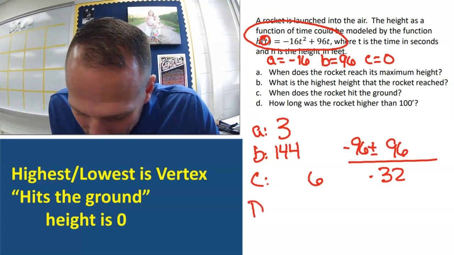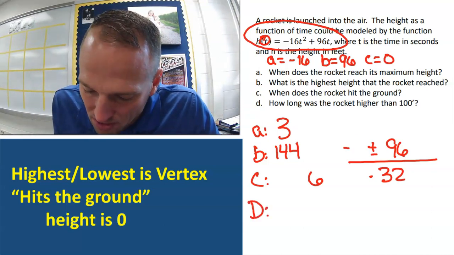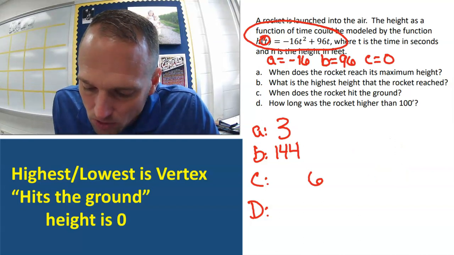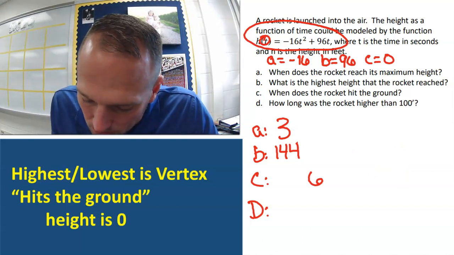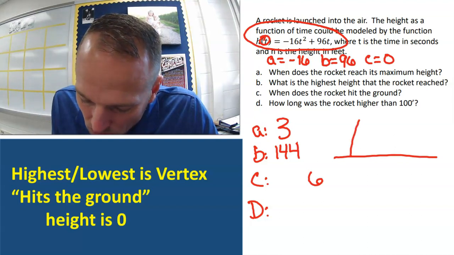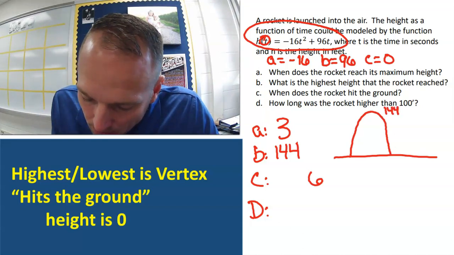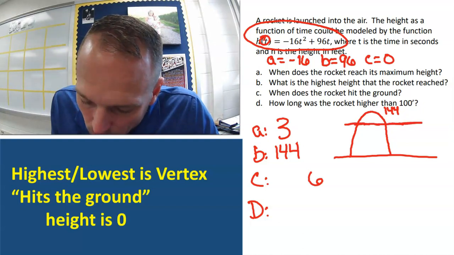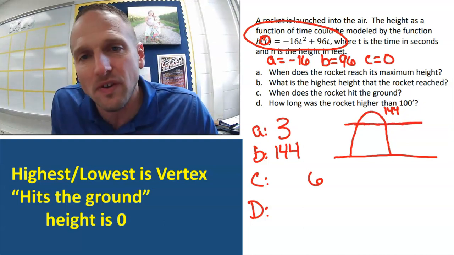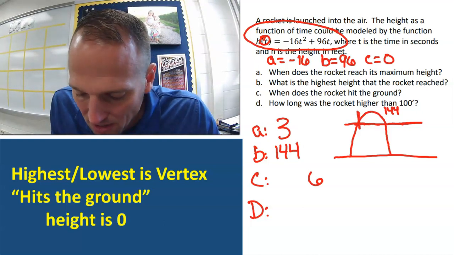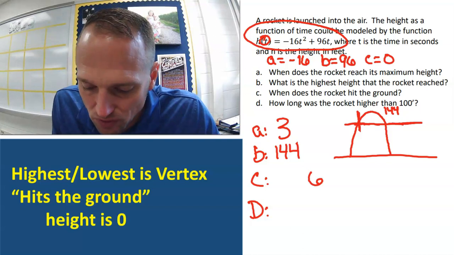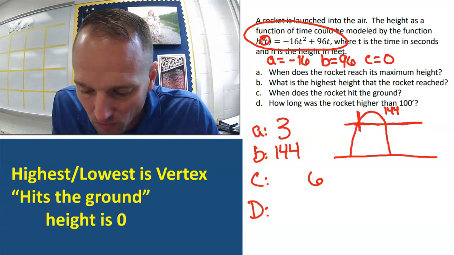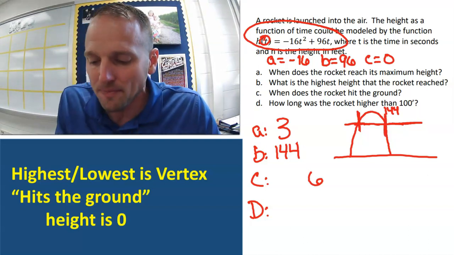Okay, letter D. Now this is going to be a challenging problem. How long was the rocket higher than 100 feet? So let's see. Here's what we've got. We've got the ground there. The rocket goes up, comes back down. And we know that the highest it gets is 144 feet. But that means somewhere in here, there's going to be like a 100-foot mark. And I want to know how long is that rocket above it. So here's what I want to figure out. I want to figure out when does the rocket hit 100 feet for the first time, then it's going to come back up, be higher than 100 feet, up to 144. Then I want to know when it comes back down and hits that.